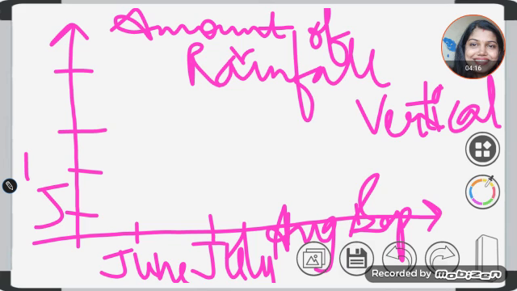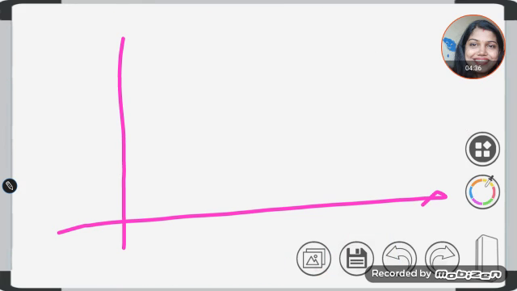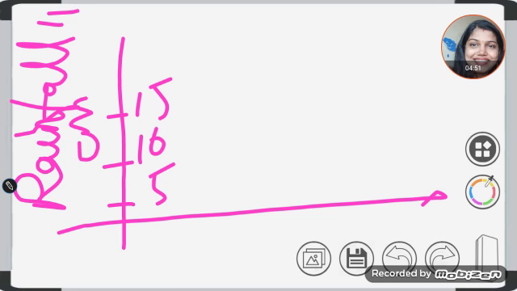I'll take multiples of 5 here, which makes it easy for me to plot the graph. In the month of June, it is in terms of centimeters. You can write the rainfall. The labeling is also very important, children. There is no space here, so let me explain once again. This is rainfall in centimeters. What are you going to write, children? Rainfall in centimeters. And here you're going to write 5, 10, 15, 20.